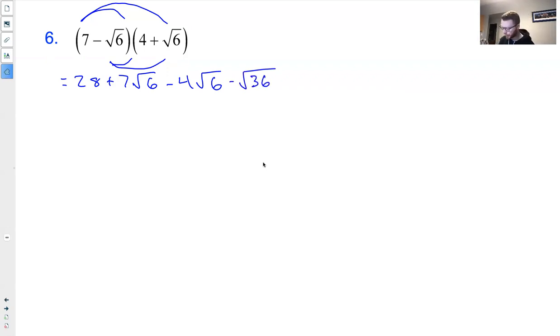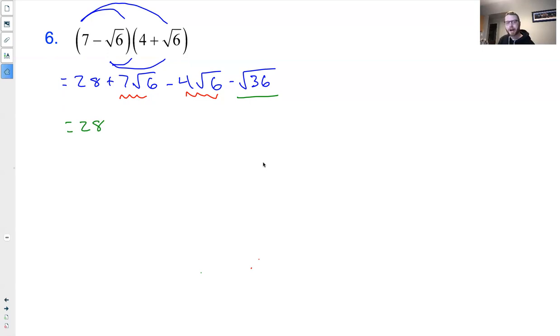Okay, we have a little bit of simplifying to do here. So I notice right away that I have 2 root 6s, so we can simplify that. Root 36 is a perfect square, so we can take the square root of that. And then we have a constant value of 28. So we'll leave that alone for the meantime, okay? So this will give us 28.